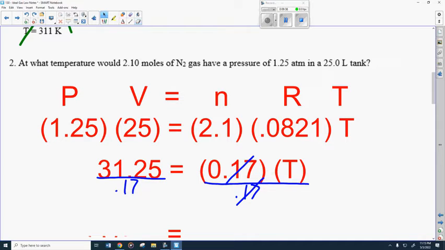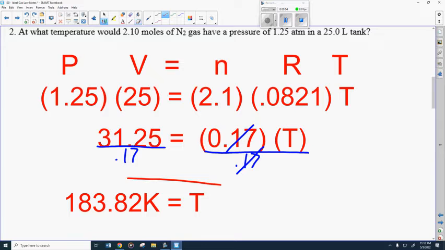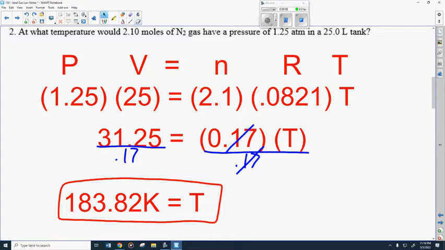And so 31.25 divided by 0.17 should come out to be 183.82 Kelvin is our final temperature. And there goes my box because I'm a model student. Okay, so not too bad so far. Some of them involve more conversions before doing the calculations than others.